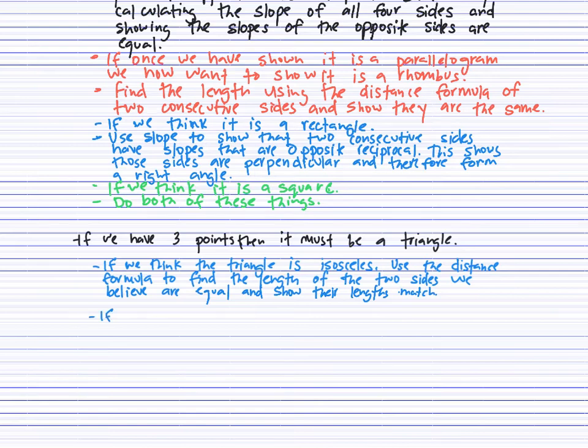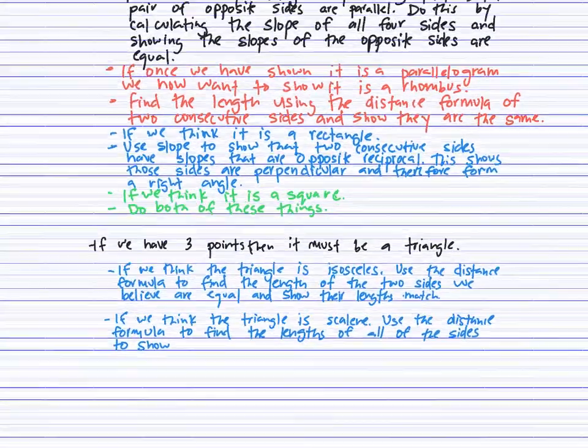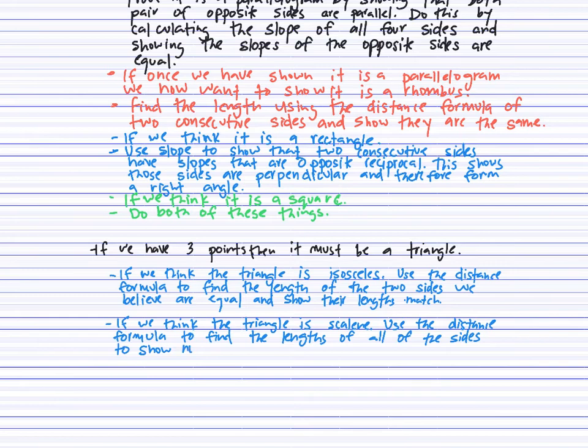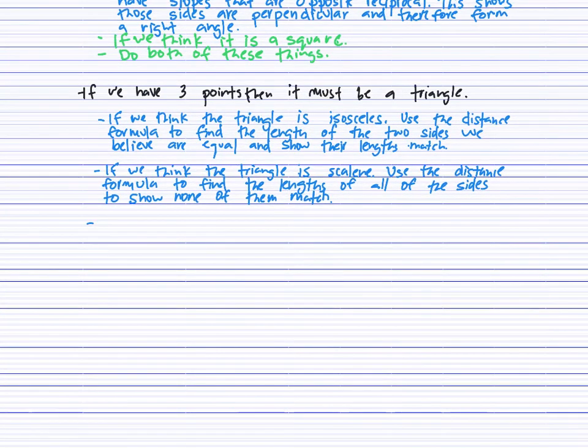If we think the triangle is scalene, we would use the distance formula, a lot of distance formula here, to find the lengths of all of the sides to show none of them match.